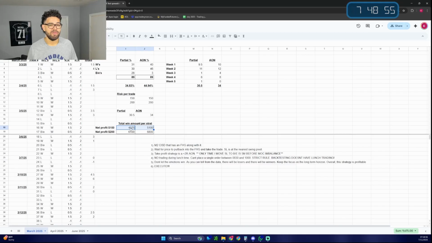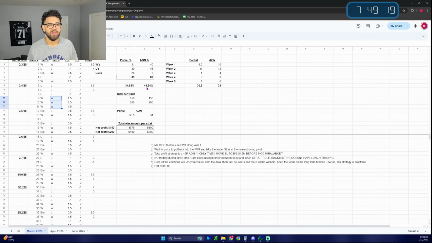We made 4,500 with the partial strategy, which is still pretty good. $5,000 with plus 2R all or nothing, just risking 150 bucks per trade, guys. So again, the wins stack up, and you just got to be consistent with it. Follow the plan. There are losses, as you guys see here. 3 trade losses again in the month of March, but followed up by 3 winners in a row, right?